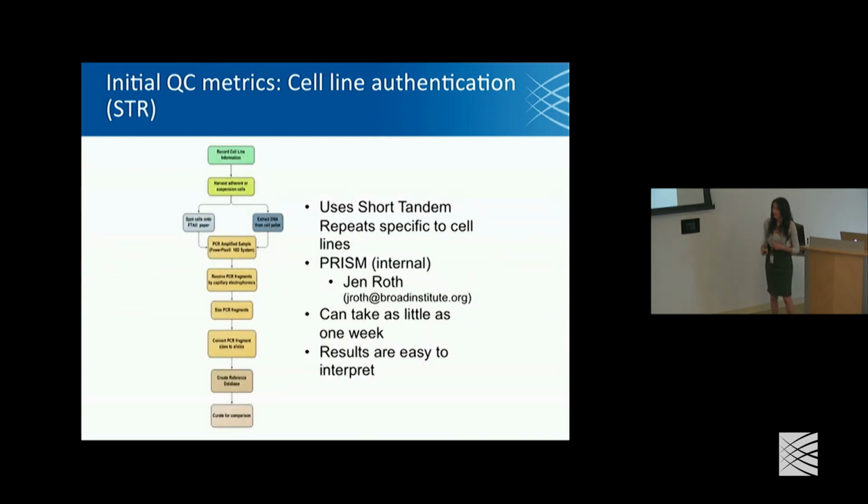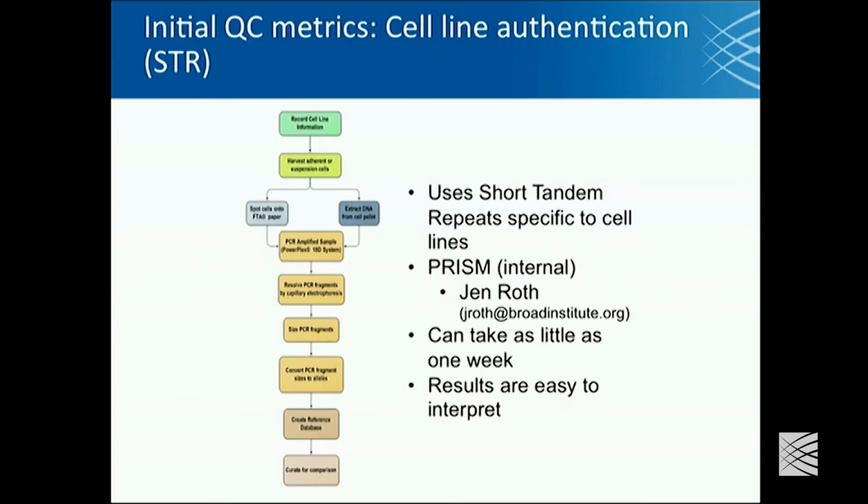Another way to authenticate your cell lines is through short tandem repeats, or STR profiling. These repeats are specific to cell lines and are actually conducted internally through PRISM. You can contact Jennifer Roth for more details. The process is a little bit similar to SNPs, where you would pellet your cells, extract DNA, but you'd be running a PCR and comparing alleles to a reference database to see if your cell line matches. This can take as little as 1 week to process, and the results are pretty easy to interpret.